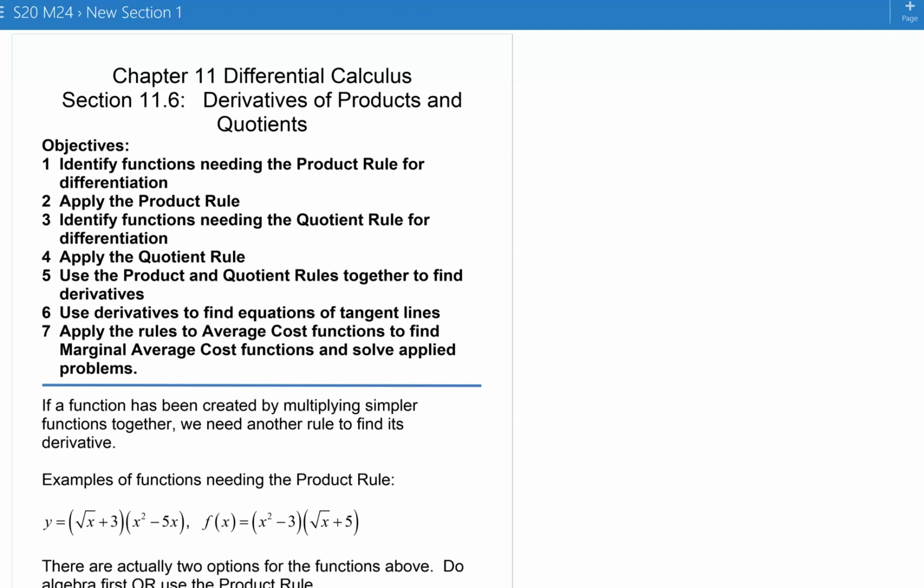First we're going to figure out how to tell if we need the product rule to do the differentiation. Then we're going to learn the product rule and apply it, and then the quotient rule, and then we'll be using them together.